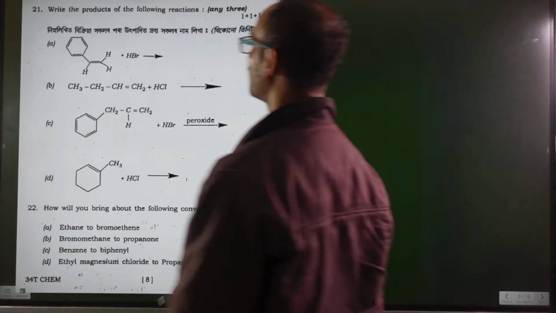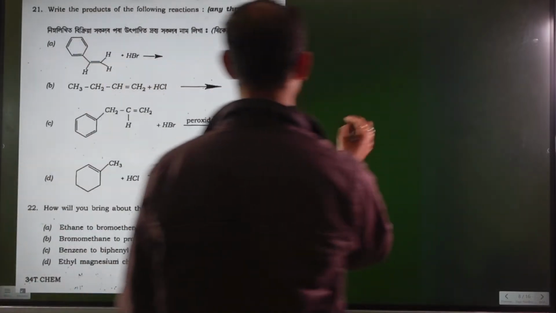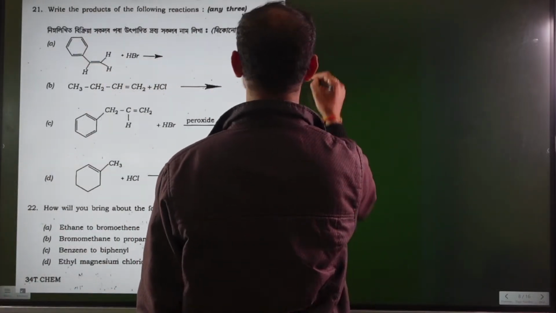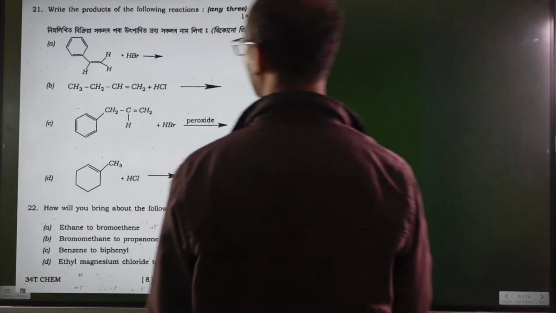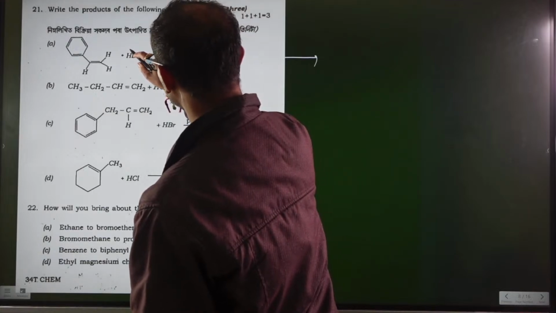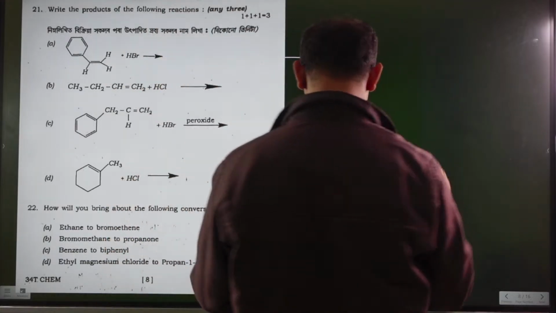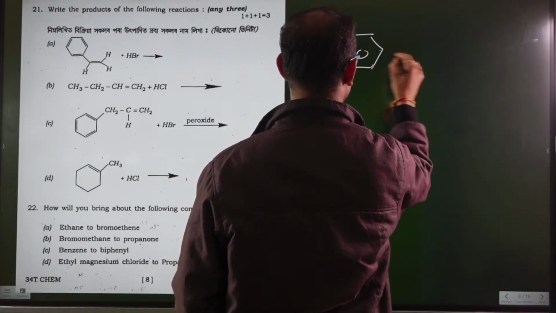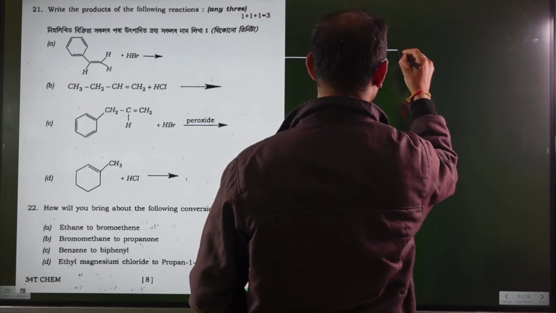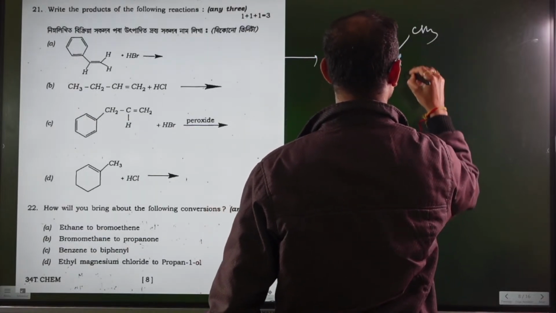And this chemical transformation, you can see this is styrene reacts with HBr. In this reaction, this is simply the Markovnikov addition of HBr across the double bond. What will happen? H plus will go to this side, Br will go to this side. So you will get the product like that. This is CH3, this is Br.